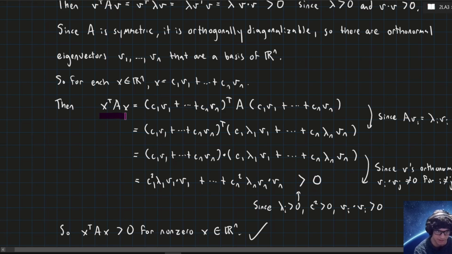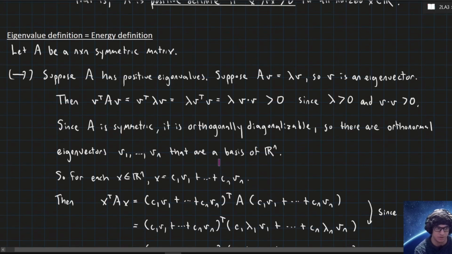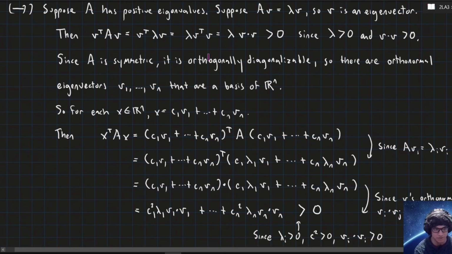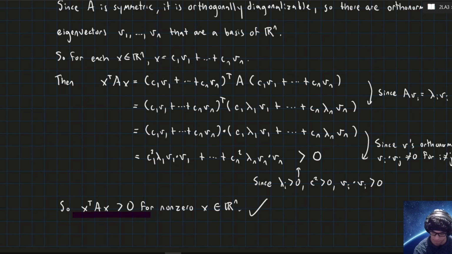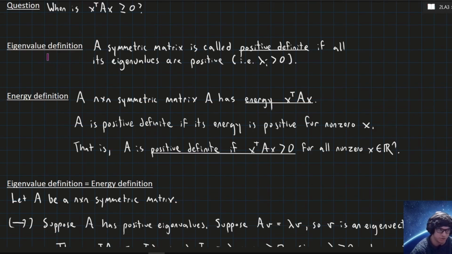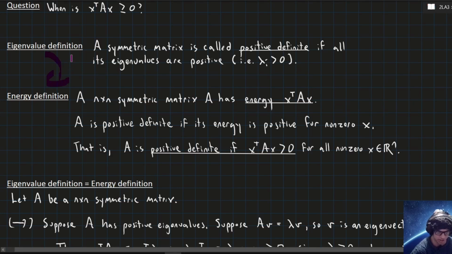In other words, energy will be greater than 0 for any non-zero x in Rn. And that's what we wanted to show. We assumed positive eigenvalues, and we showed that the energy has to be positive. So we've shown that the eigenvalue definition implies the energy definition.